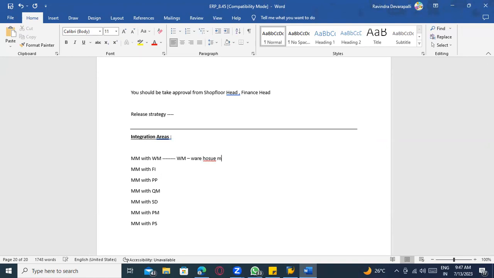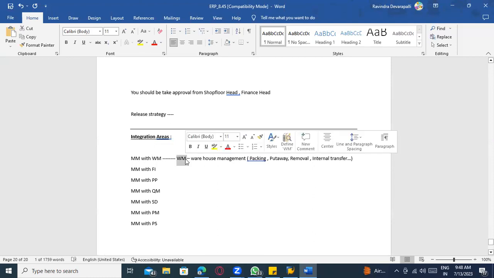Warehouse management. So what kind of things are they doing in warehouse management? They are doing packing, put away, removal, and internal transfers. They are doing all these things internally in the warehouse. That means if you have warehouse management, the stock storing and handling will all be taken care of by the warehouse management team. Clear?